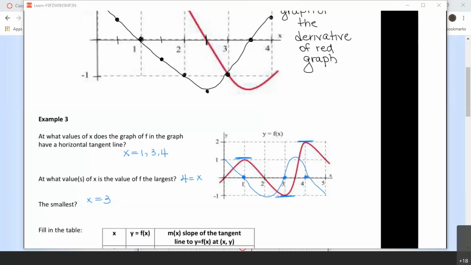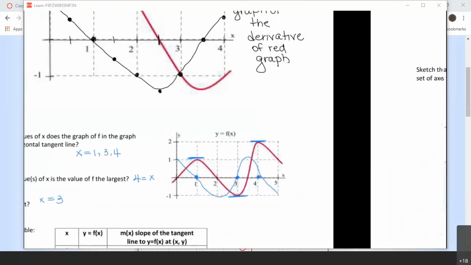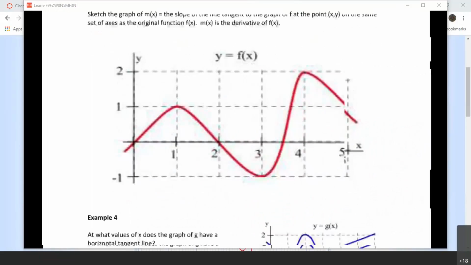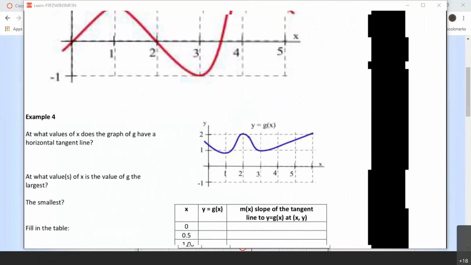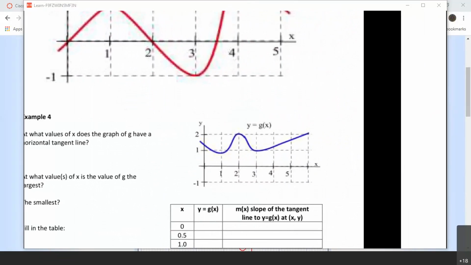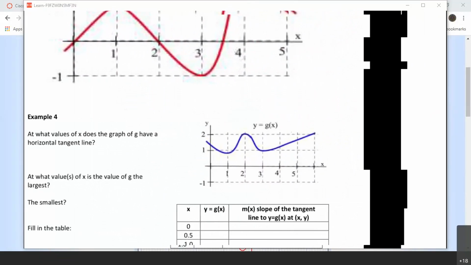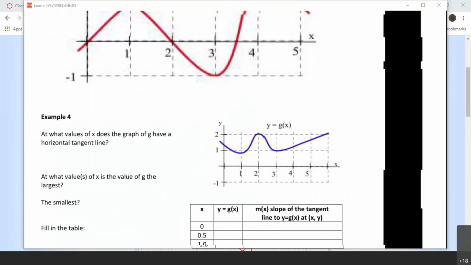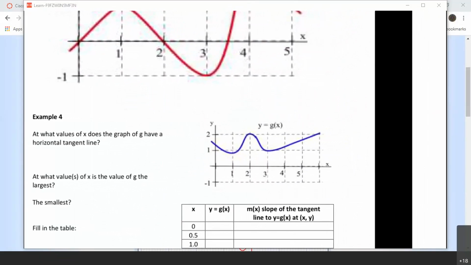Okay, so there are a couple of examples that look like this. All right, this is the same example, so I'm gonna go down to this one. And don't worry, I'll fill in the notes so you have all the information. Let's take a look at this one. Okay, example 4. Where are the horizontal tangent lines in number 4?